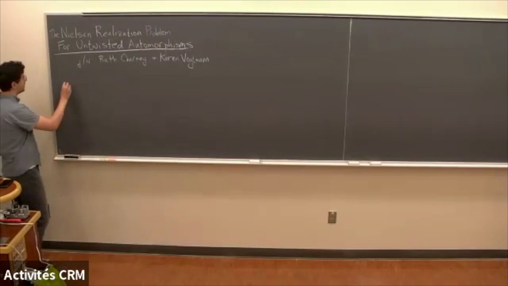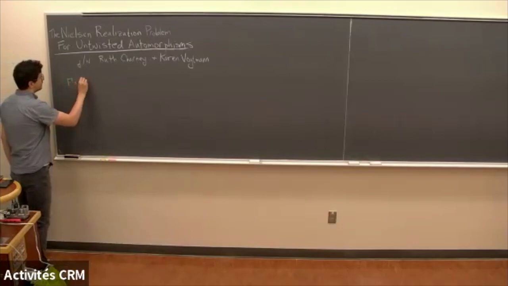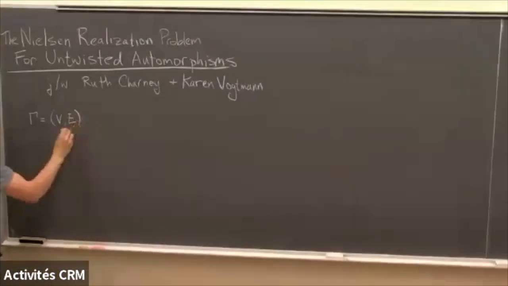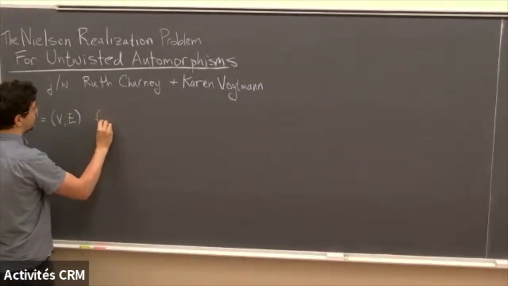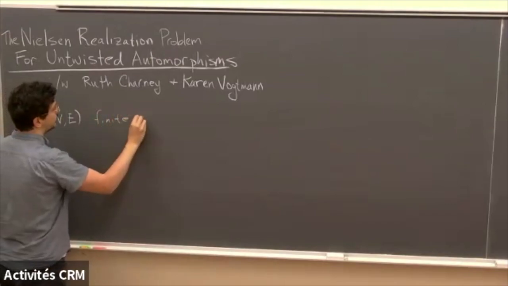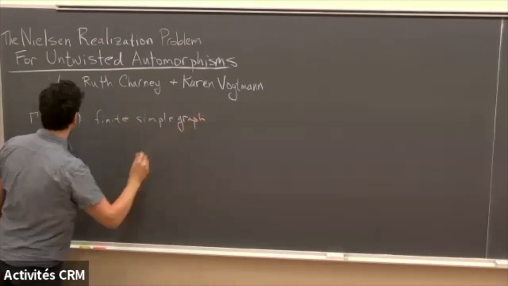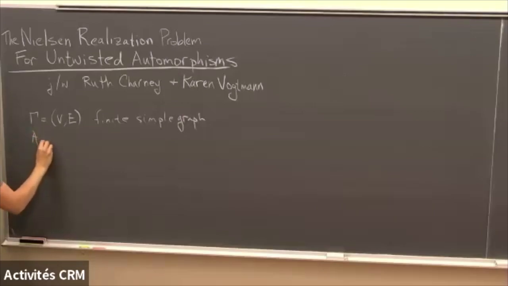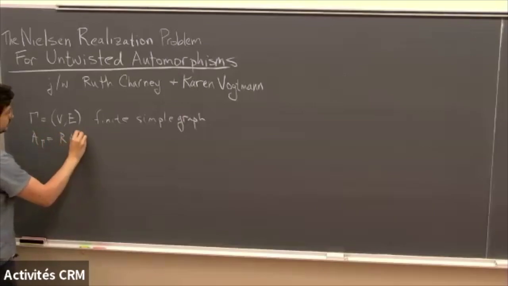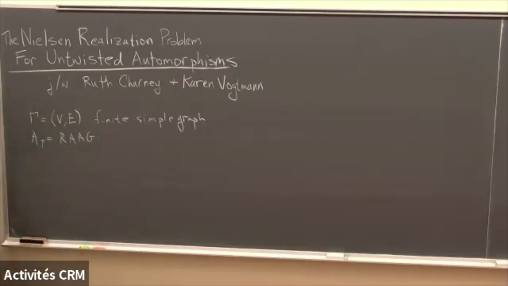So let me start off by defining: gamma is our defining graph. It's going to be a finite simple graph. And then A gamma will be the associated right-angled Artin group. And I'm going to start off with recalling what Ruth told us yesterday.